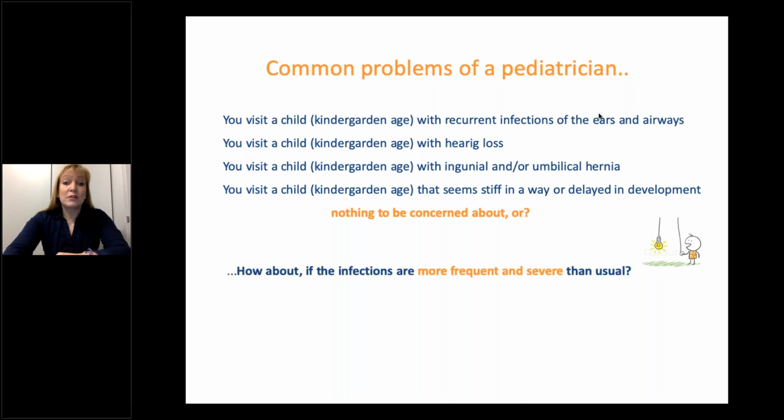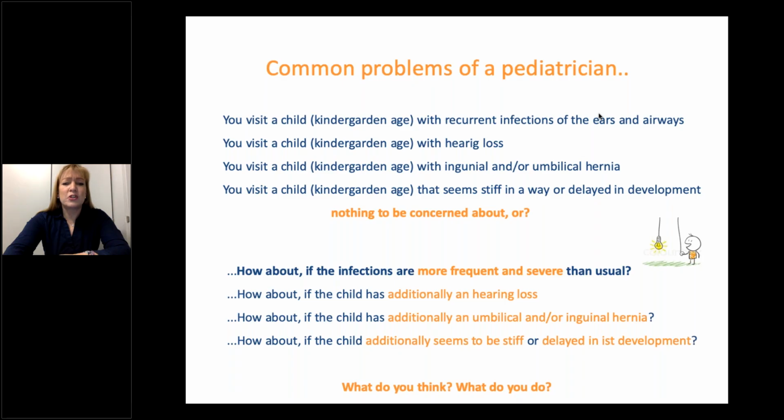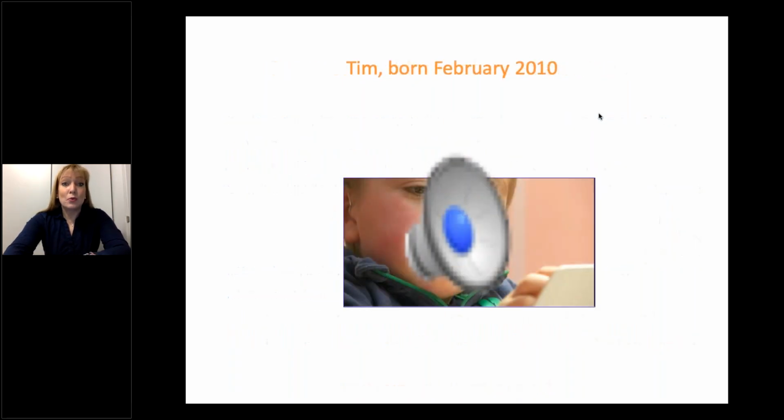But how about if these infections are much more frequent or severe than usual? Or how about if this child has additionally a hearing loss, or additionally an umbilical hernia or inguinal hernia? Or if this child, additionally to these more frequent and severe infections, seems to be stiff or in a way delayed in development. So you have the impression that something might be wrong. So what do you think, and what do you do actually?